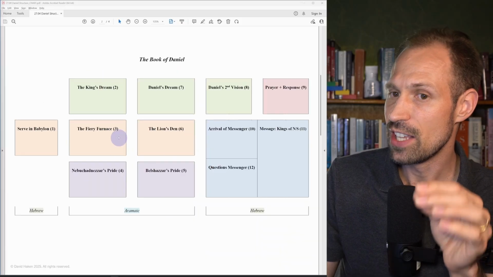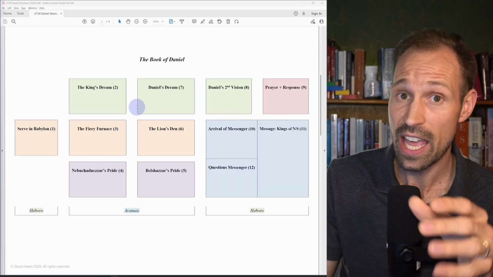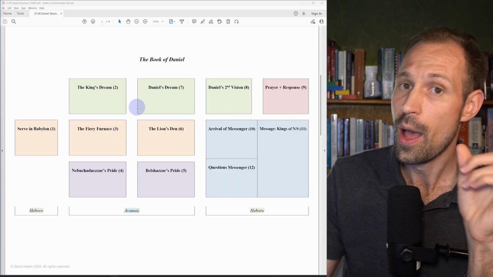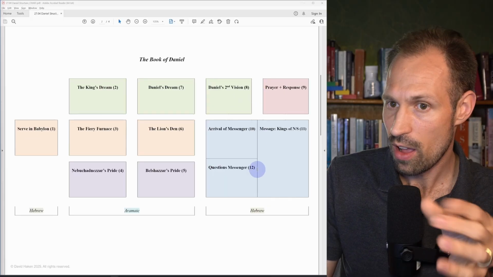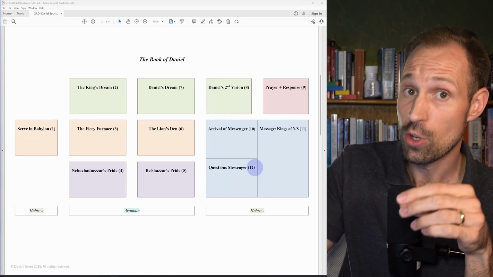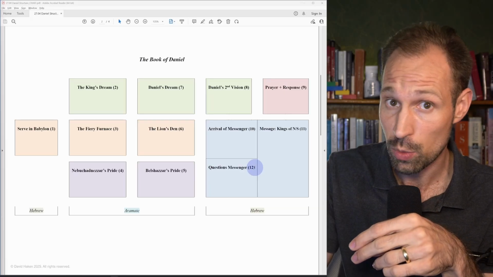Why does this matter? Well, a couple of reasons. One, who spoke Aramaic? Well, everybody spoke Aramaic, but who spoke Hebrew? Only the Jews. Therefore, chapters 2 through 7 is material which contains God's plan for all the nations. But Daniel 1 and Daniel 8 through 12 records contents with special relevance to the nation of Israel.